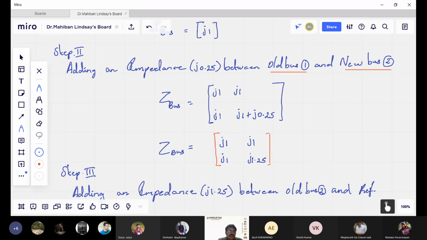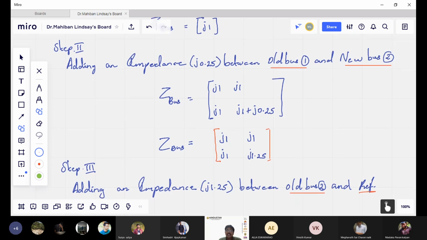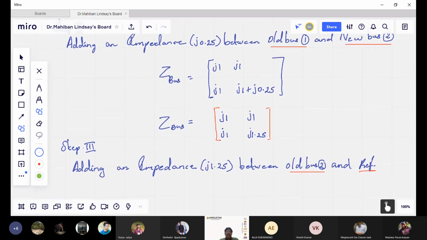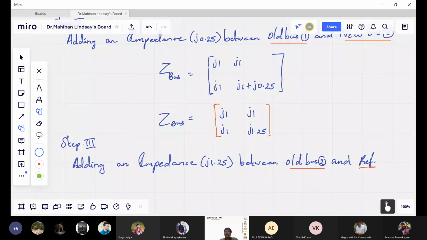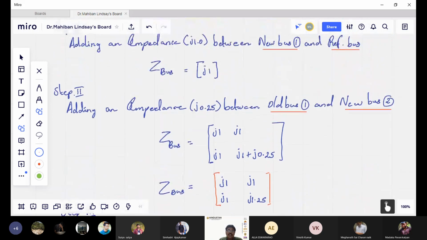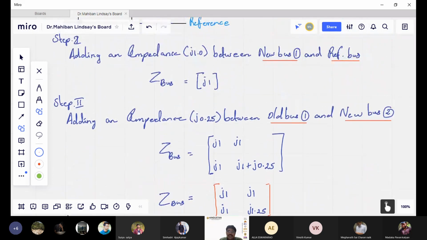So we will underline this "old", because that is important. This is the old bus and that is the reference. Now listen carefully. While you are adding, definitely the size will increase. But as per the modification, if you are adding any references, the size should not increase. Only if you are adding a new bus should the size increase. Right? So in step 1, we added a new bus.